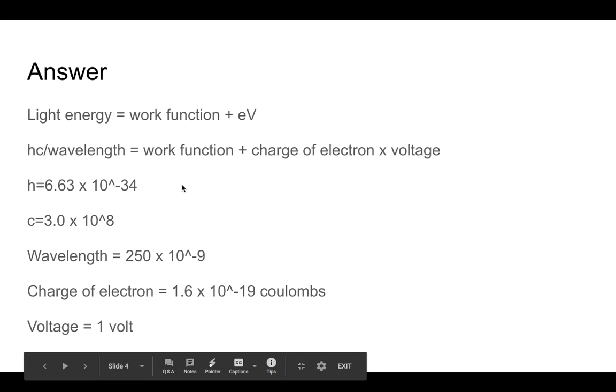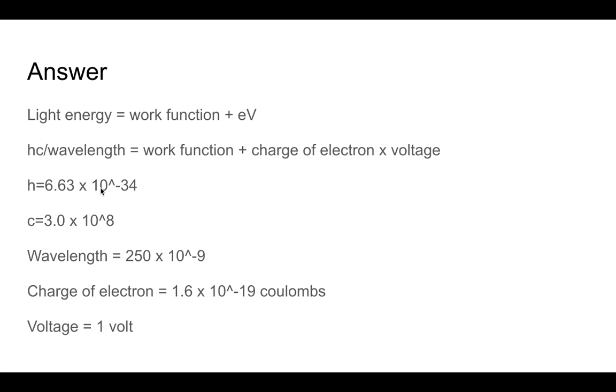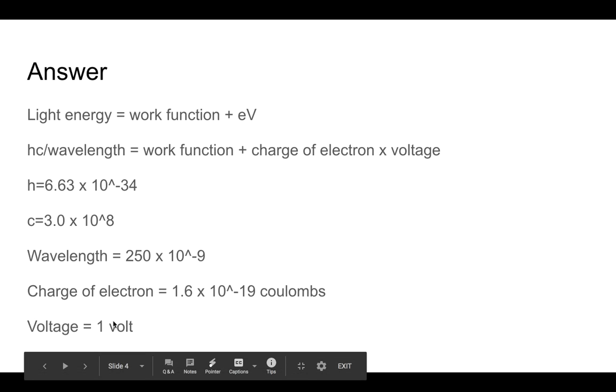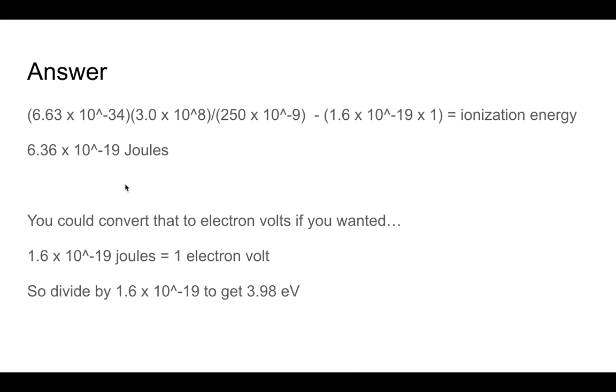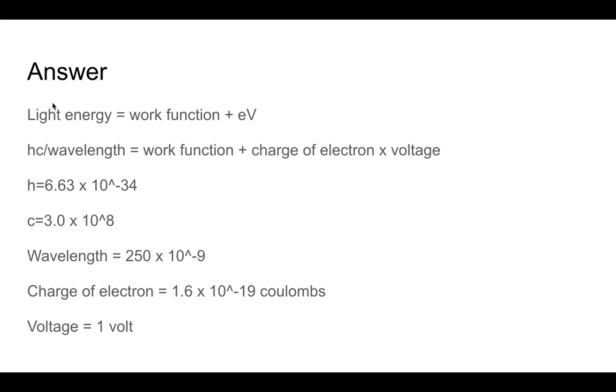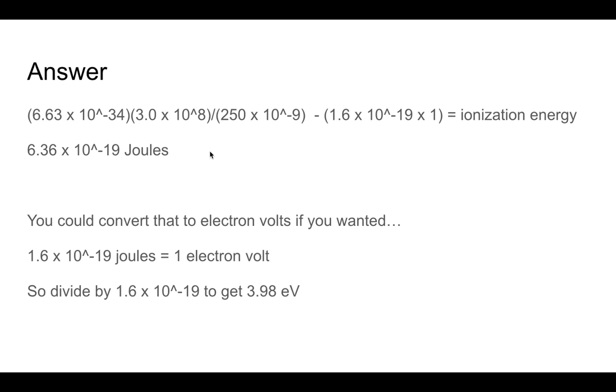Now, sometimes you might not be given these variables. You might have to solve for some of them. H and c will always be given because those are constants, but maybe you have to solve for the wavelength, or maybe you have to solve for the voltage. The charge of the electron is also a given. Okay, so plug those numbers into that equation: hc over wavelength minus the charge of the electron times voltage equals ionization energy. You end up getting a very, very small value for ionization energy.